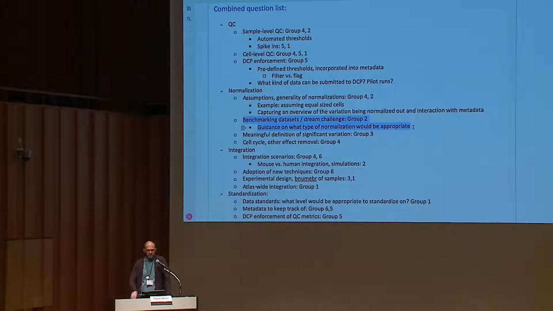Anybody else wants to chime in on this part? We also have in the normalization, well, let me, I summarized it, and now I'm not sure I summarized it correctly, but from group 3, it was a meaningful definition of a significant variation. I think they were discussing how to determine, let's say you see a difference between two clusters, is this biologically meaningful or not, if I understood correctly. But group 3, can someone try to summarize this point?